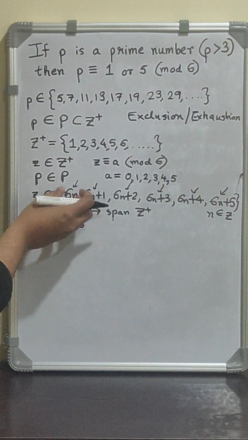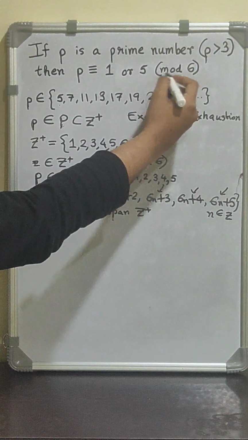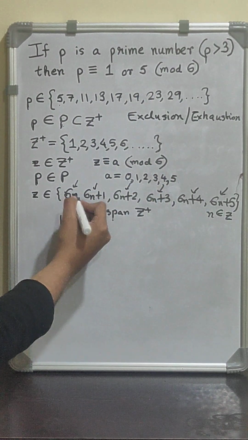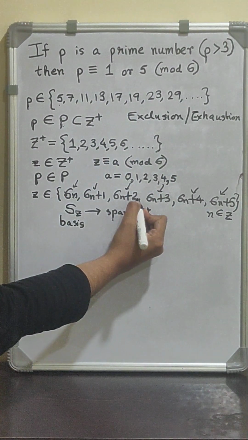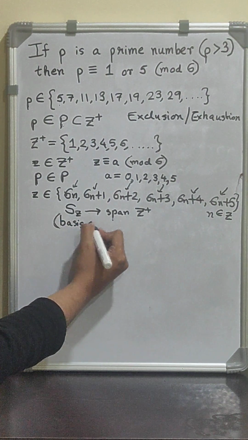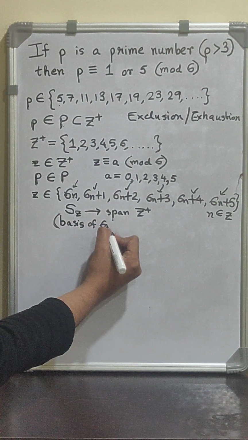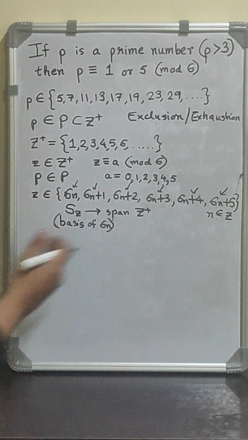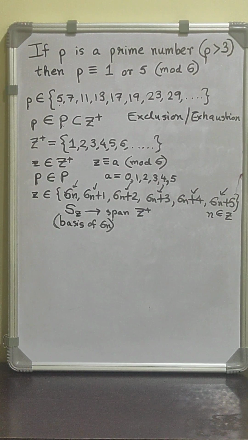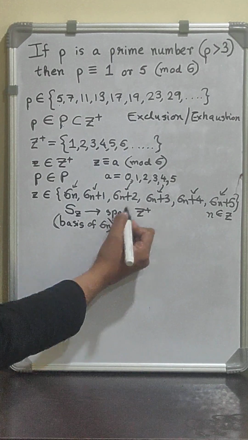Now what's so special about 6? My property is defined with respect to 6, and hence I'm trying to bring in 6 in this form. I'm trying to form a basis of multiples of 6, basically, kind of like this. Hence I call the set S for 6. It stands for 6. So that's how I thought of it, that there's a basis to span Z plus.